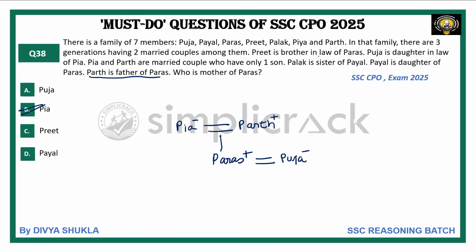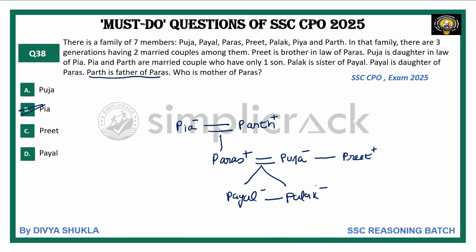But let's complete this question. Preet is brother-in-law of Paras. That means Preet is the brother of Pooja. Palak is sister of Payal. Okay, let's see. Payal is the daughter of Paras. That means Payal and Palak. 1, 2, 3, 4, 5, 6, 7.